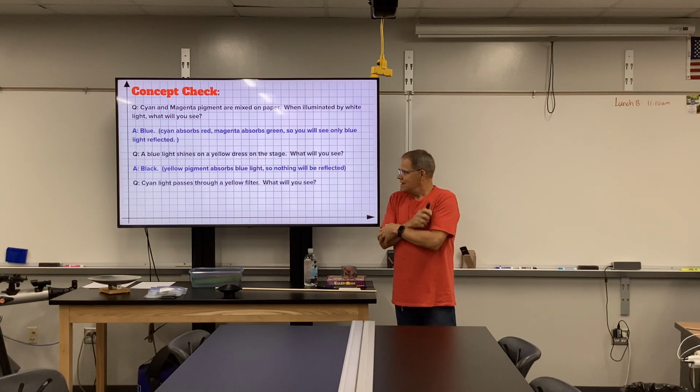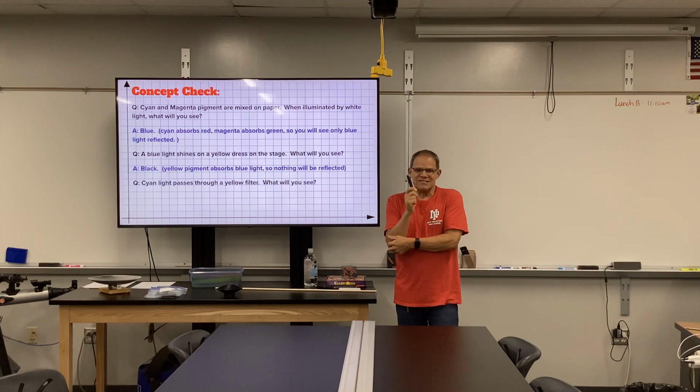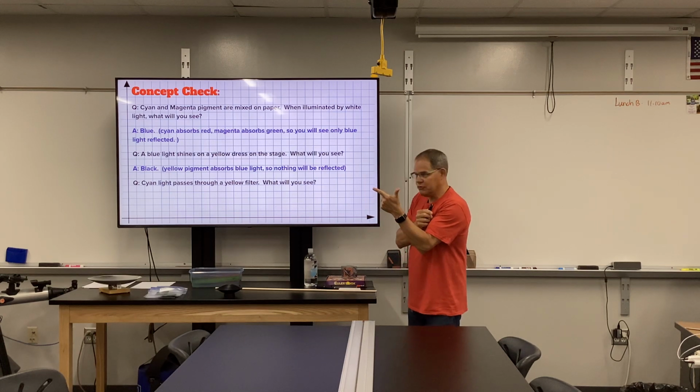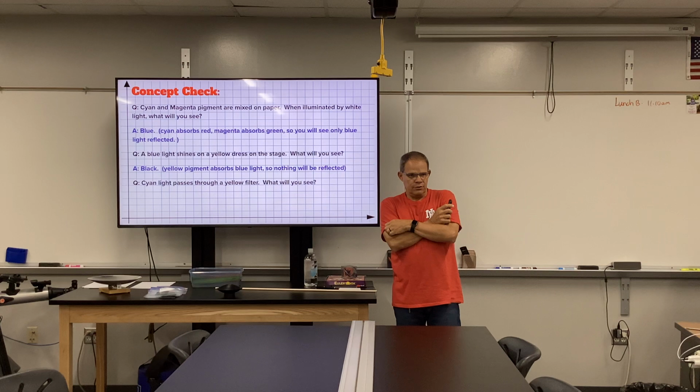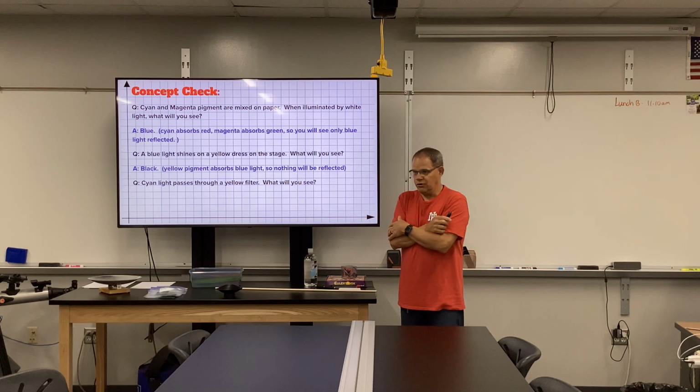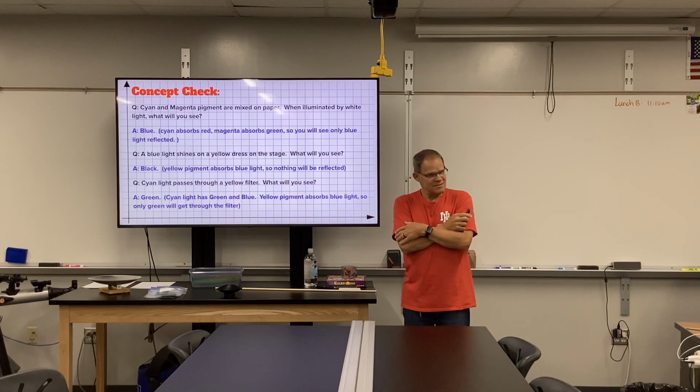Last one. Cyan light. Now this is light, not a pigment. So what colors are in cyan light? Blue and green. We've got blue and green light. It's passing through a yellow filter. What does yellow absorb? Blue. So what's left? Green. Does that make sense?